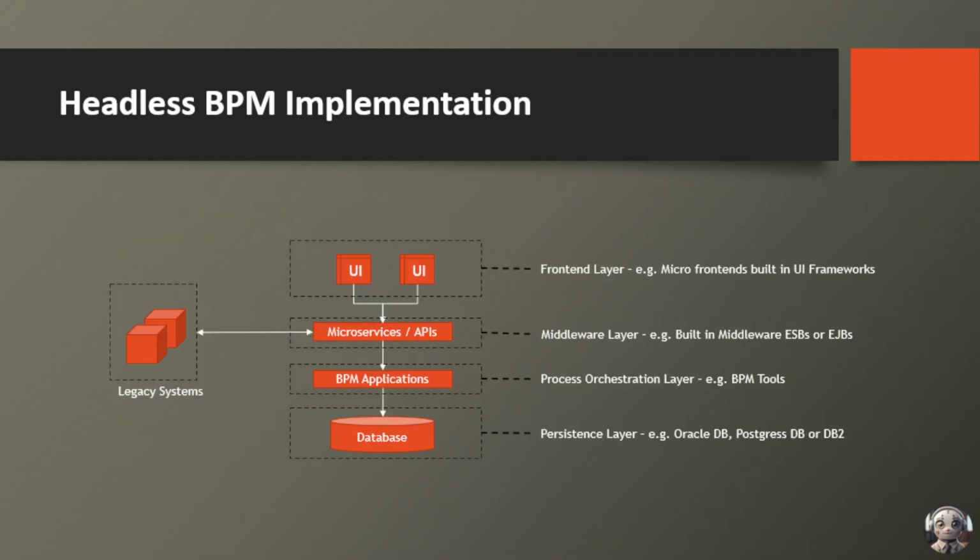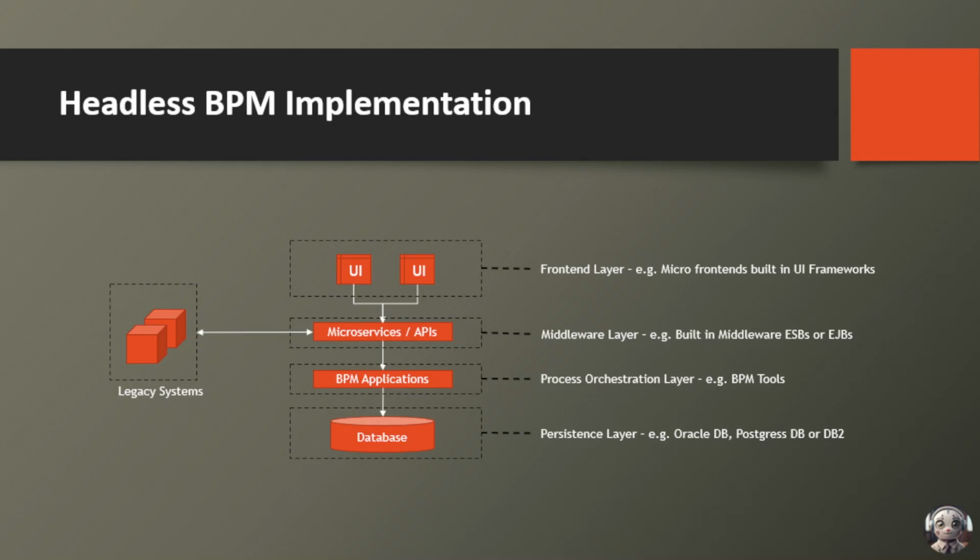Let's visualize what a headless business process management architecture looks like. At the front-end layer, developers have the freedom to build user interfaces using modern UI frameworks and libraries like React, Angular, etc. These interfaces communicate with the process layer through secure APIs, without any direct coupling. The middleware layer can integrate processes by leveraging enterprise service buses, microservices, or other API management infrastructure already in place.